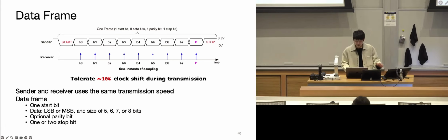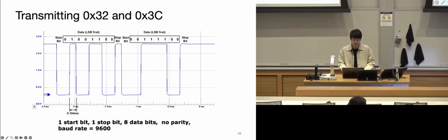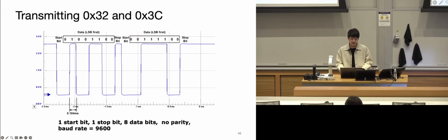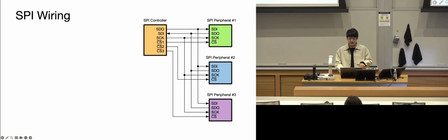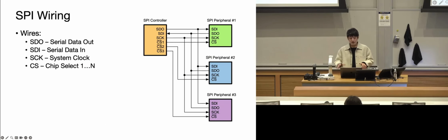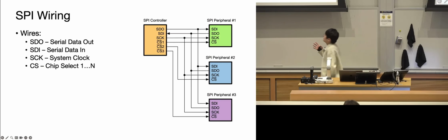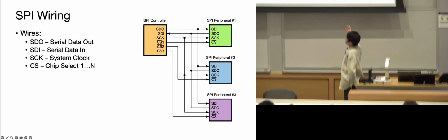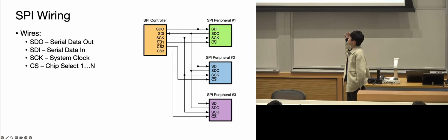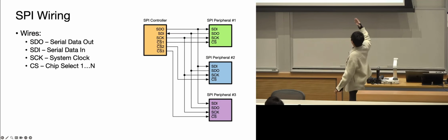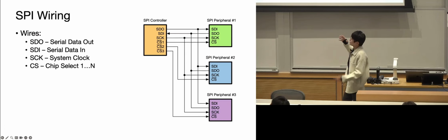Okay, and this is another sample signal as seen from an oscilloscope's perspective. For the SPI, we have essentially 4 wires, and the SDO and SDI, the serial data out and serial data in, are the shared buses between all the peripherals that connect to the controller. So it's one controller to multiple peripherals type of communication.